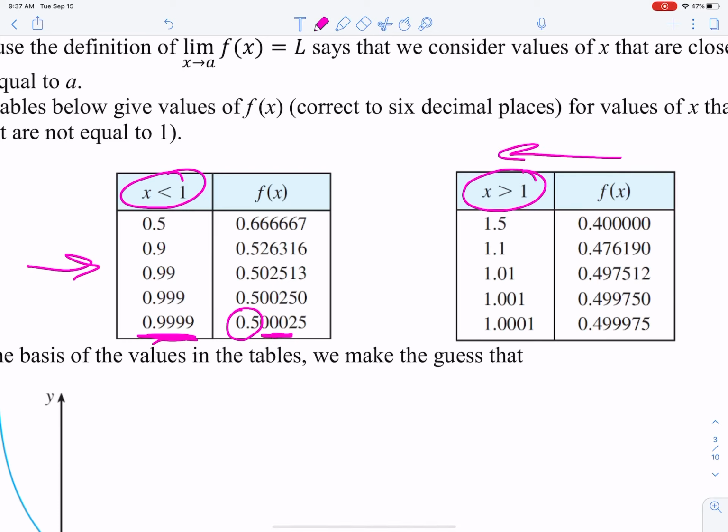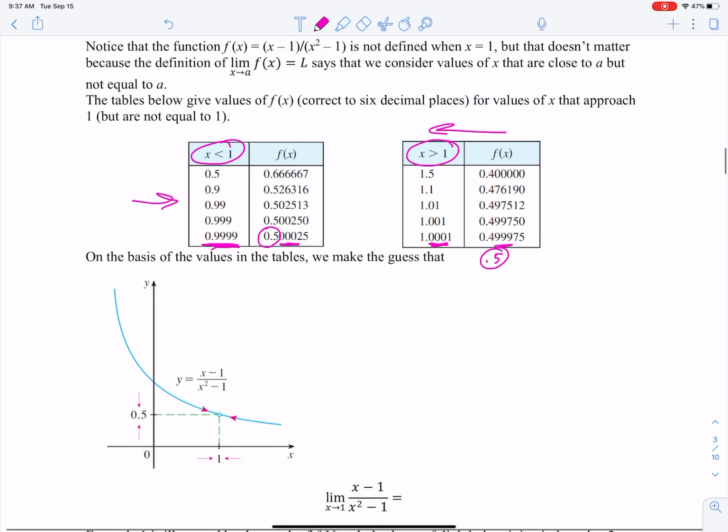This is coming in from the right. X value is bigger than 1. So 1.5, 1.1, 1.01, etc. And again, we can keep throwing more and more zeros in there, and you'll see we're just going to get more and more 9s here. So again, it really looks like we're approaching 0.5. Okay, let's look at that graphically so we can see what happens.